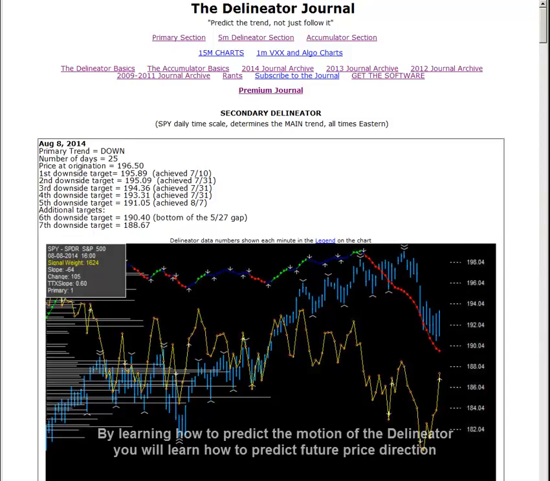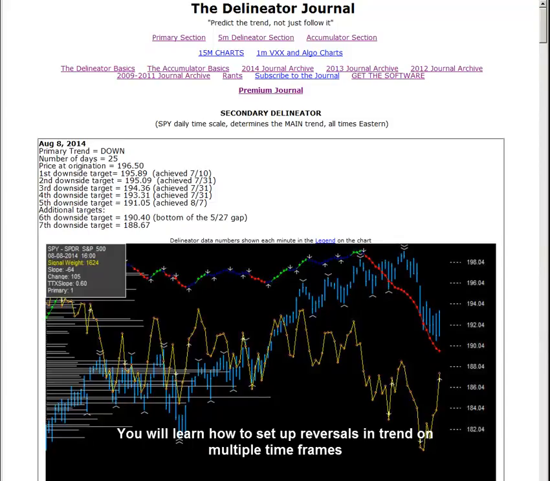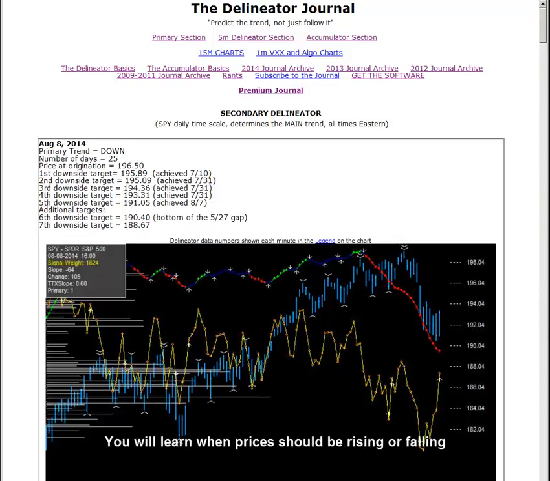By learning how to predict the motion of the Delineator, you will learn how to predict future price direction. You will be able to measure the strength of any cycle by reviewing the average signal weight. You will learn how to set up major reversals on several time frames. Whether you are a day trader, swing trader, or managing a portfolio of stocks, you will be able to understand and anticipate when prices should rise and when they should fall. This way you can avoid buying the highs or selling into the lows.